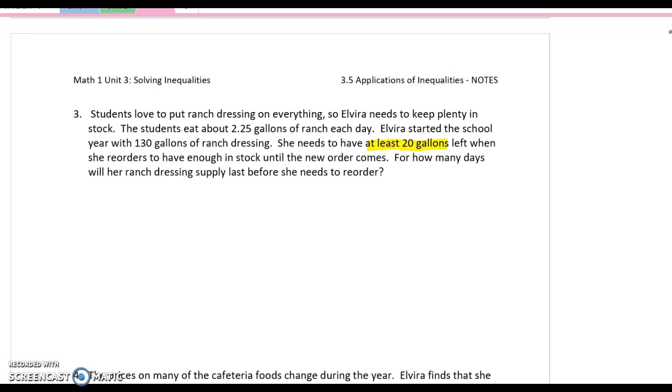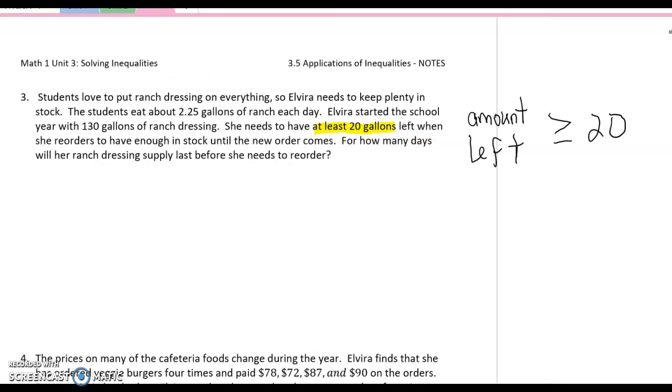Okay, so we're going to focus on this expression here for our inequality. Elvira wants to have at least 20 gallons left. So that means the amount left is going to be greater than or equal to 20. She wants to have at a bare minimum 20 gallons of ranch left.